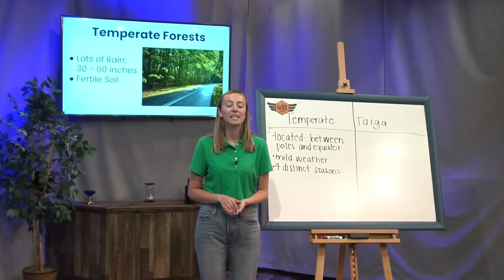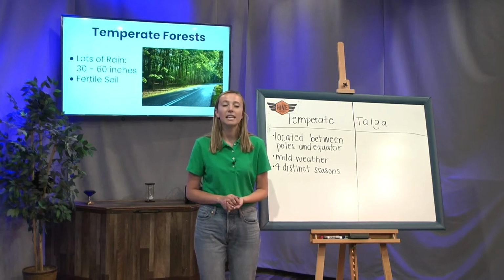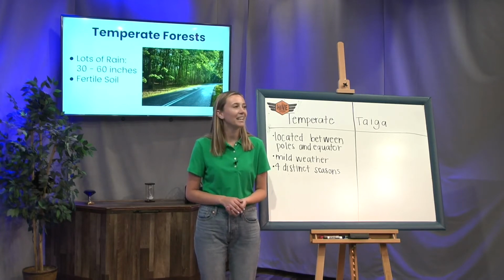Now, temperate forests get lots of rain. They get about 30 to 60 inches.